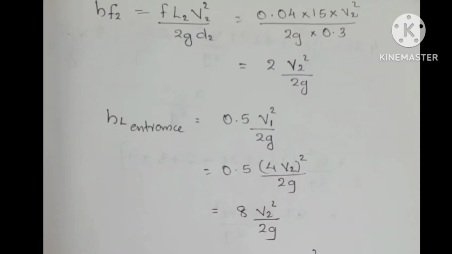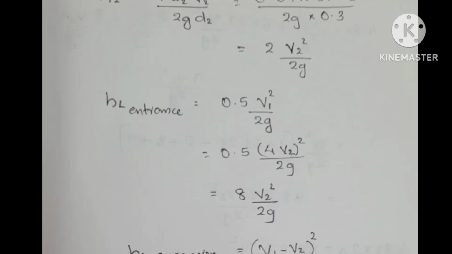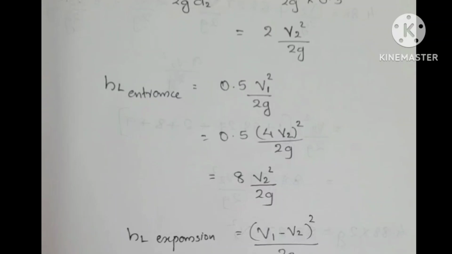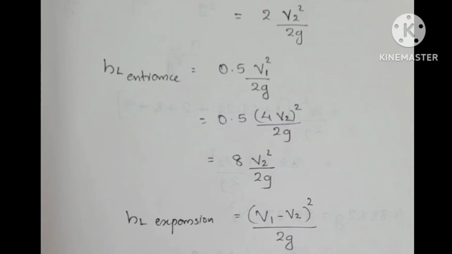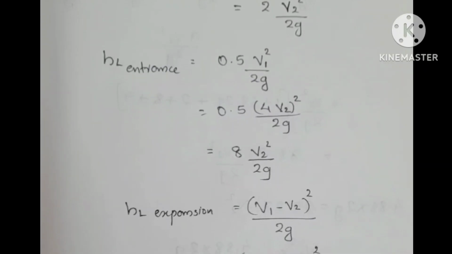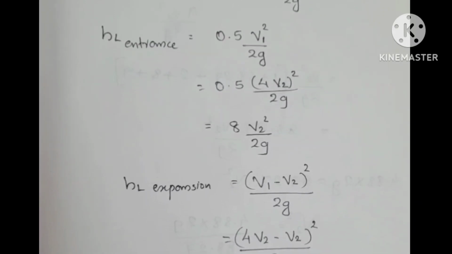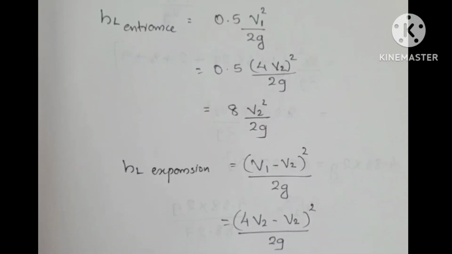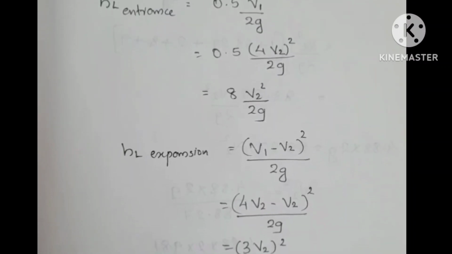We are going to find out the value of HF2, major loss in pipe 2, and it is given by F L2 V2 square by 2G D2. Here also all values we know. Just substituting, we get HF2 as 2 V2 square by 2G. Then we have to find out HL, head loss at the entrance of pipe, and it is found out using the formula HL is equal to 0.5 V1 square by 2G, that is 0.5 into V1 as 4 V2, whole square, by 2G.